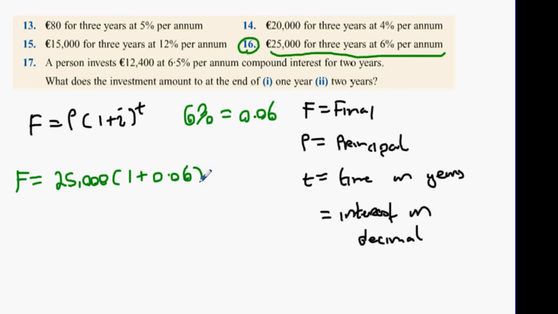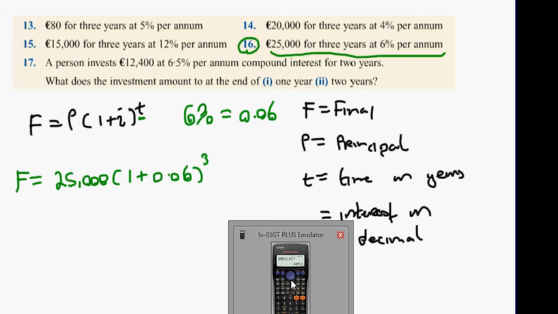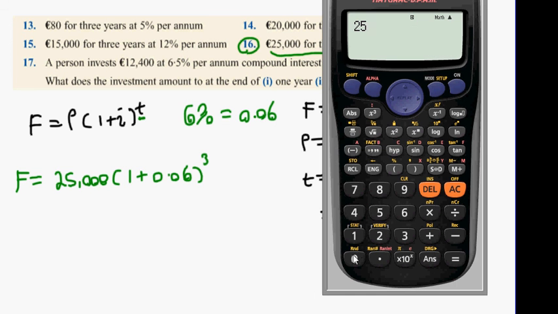0.06. How many years have we got to invest it for, Barry? 3. So where does the 3 go? In the power position. Yeah. Go to your calculator. 25,000 bracket 1 plus 0.06 power button 3, and we get 29,775.40. Okay.